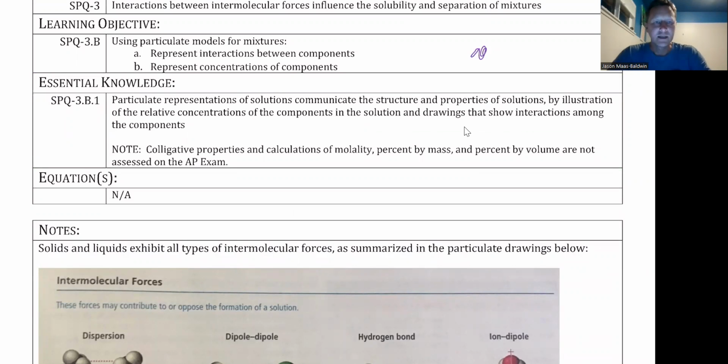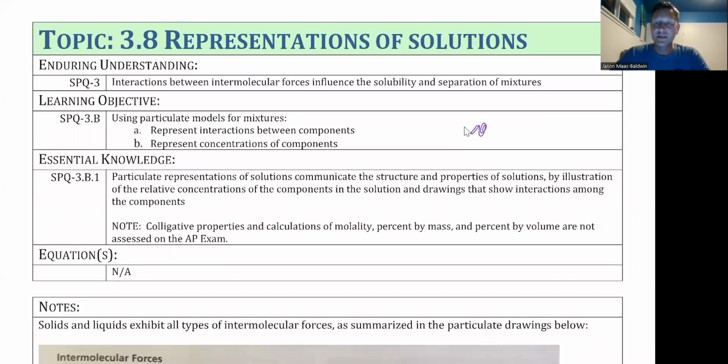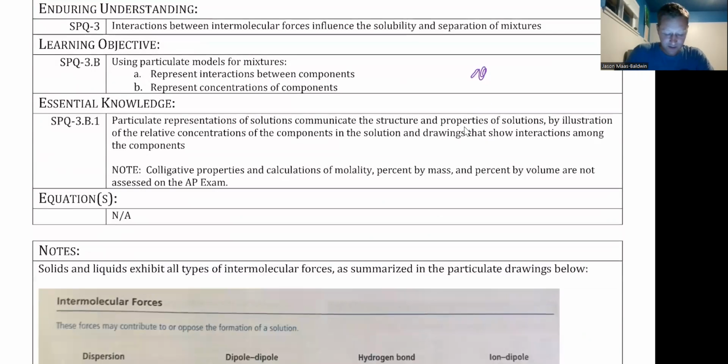All right, fantastic. So section 3.8 is about representation of solutions. And the video on AP Classroom that I had you watch had a bunch more particle representations, which are really good and important for you to understand and to recognize. And so this is kind of in addition to that. So if for some reason you didn't watch that video and take those notes, which I'm going to ask you to show you, then please make sure that you do so.